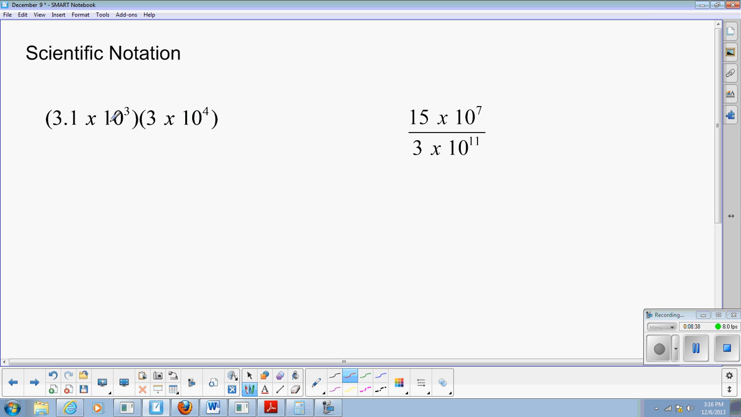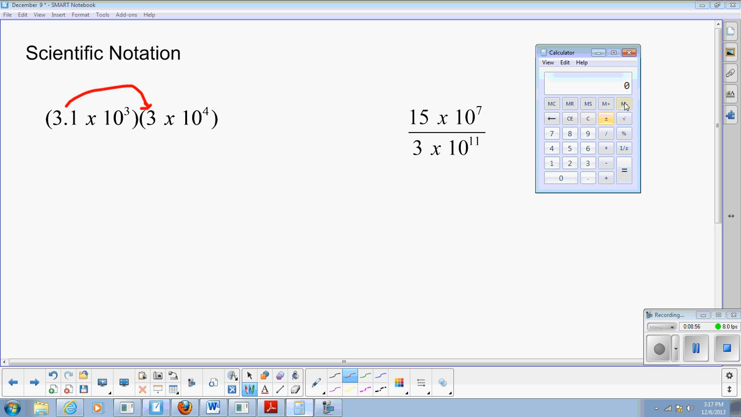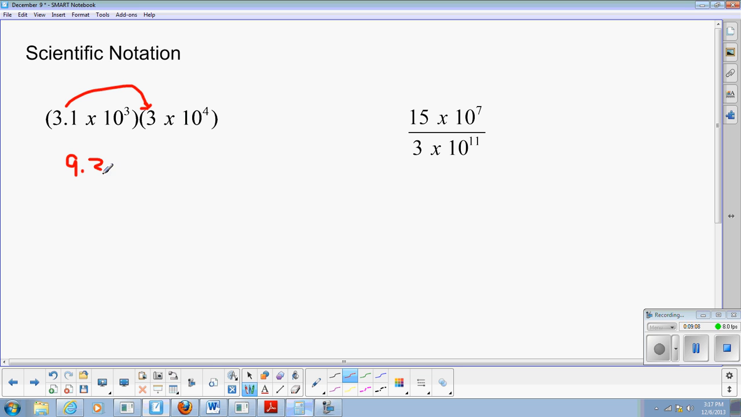Last thing, scientific notation. Scientific notation you did okay with, but let's do a brief review. Since I have 3.1 times 10 to the third times 3 times 10 to the fourth, I will multiply the regular numbers together. 3.1 times 3. If I need a calculator, I use a calculator. Be sure it's cleared out. And then you can just do your calculation. 3.1 times 3 gives me 9.3. So I'll write down 9.3 times 10 to the third times 10 to the fourth. Same base, so I'll just add my exponents because I'm multiplying. And I write 10 to the seventh power.